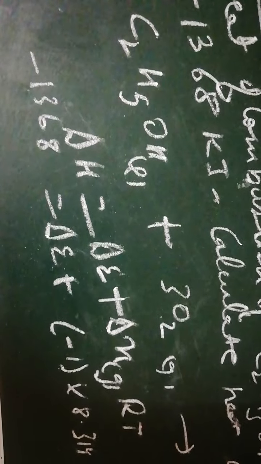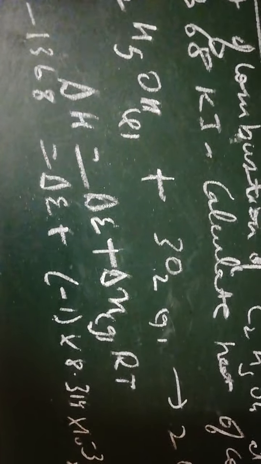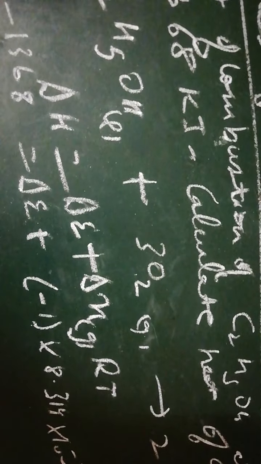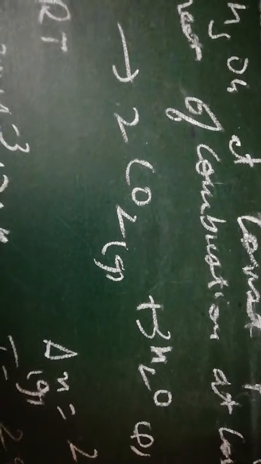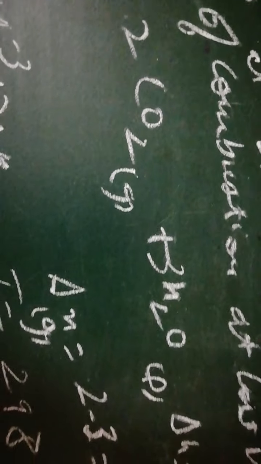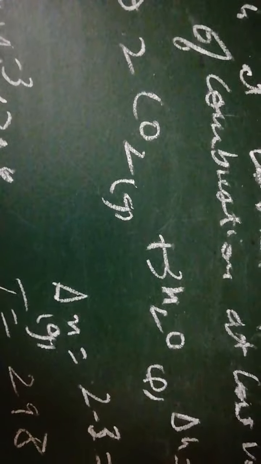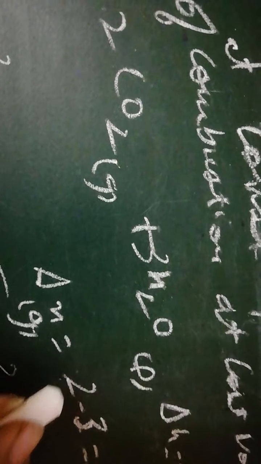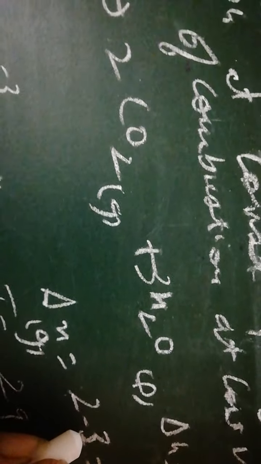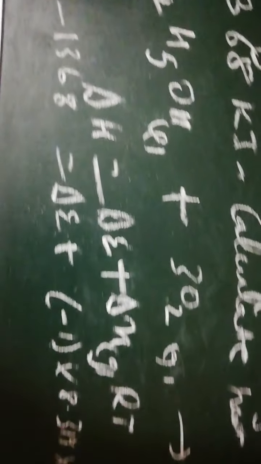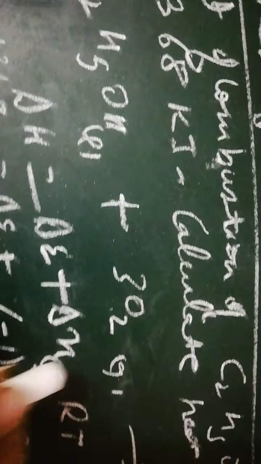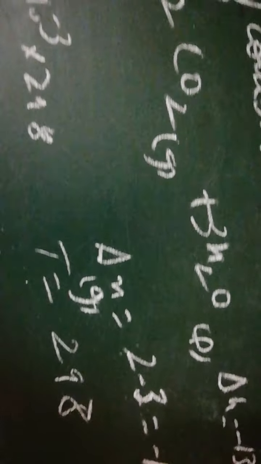So we know that our equation is delta H equals delta E plus delta n RT, and here delta n is the number of moles of reactants and products in the gaseous state. We write it as delta ng, that is equal to number of moles of products in the gaseous state minus number of moles of reactants in the gaseous state. How many moles of products are in the gaseous state? 2. And how many moles of reactants are in the gaseous state? 3. So delta ng is equal to 2 minus 3, that is minus 1.